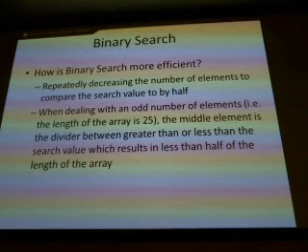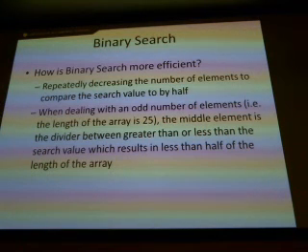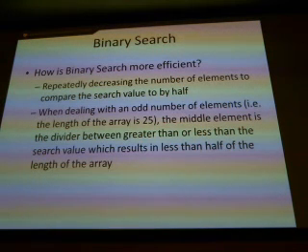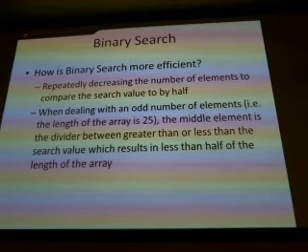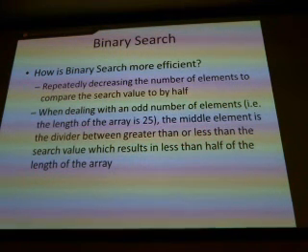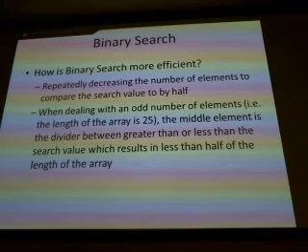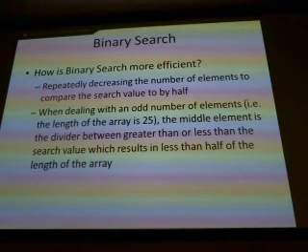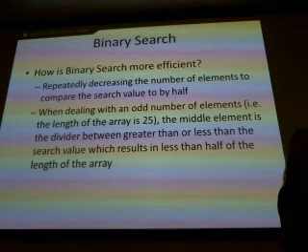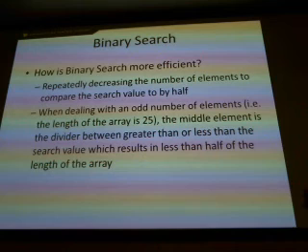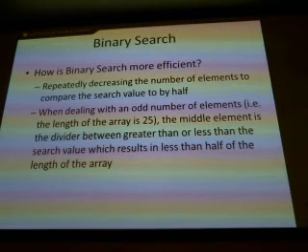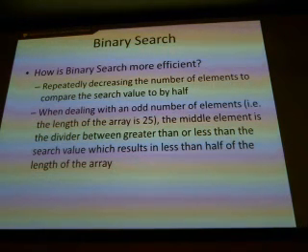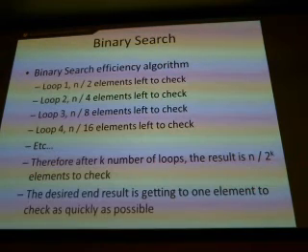So why is the binary search more efficient? Binary search is more efficient because you're repeatedly decreasing the number of elements to compare by half. The great thing about dealing with odd numbers is you get 1 extra, because your middle index is a little bit beyond the halfway point there. So you're even decreasing the size of what you have to check even more.